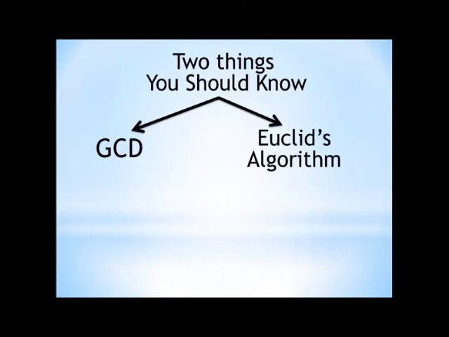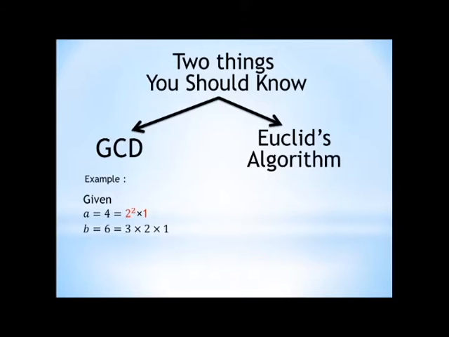Now, before we go further, let me introduce two things that you should know. The first thing is the GCD, the greatest common divisor between two integers. And second is the Euclidean algorithm, the method of divisibility using the Euclidean idea. Let's see some examples here.